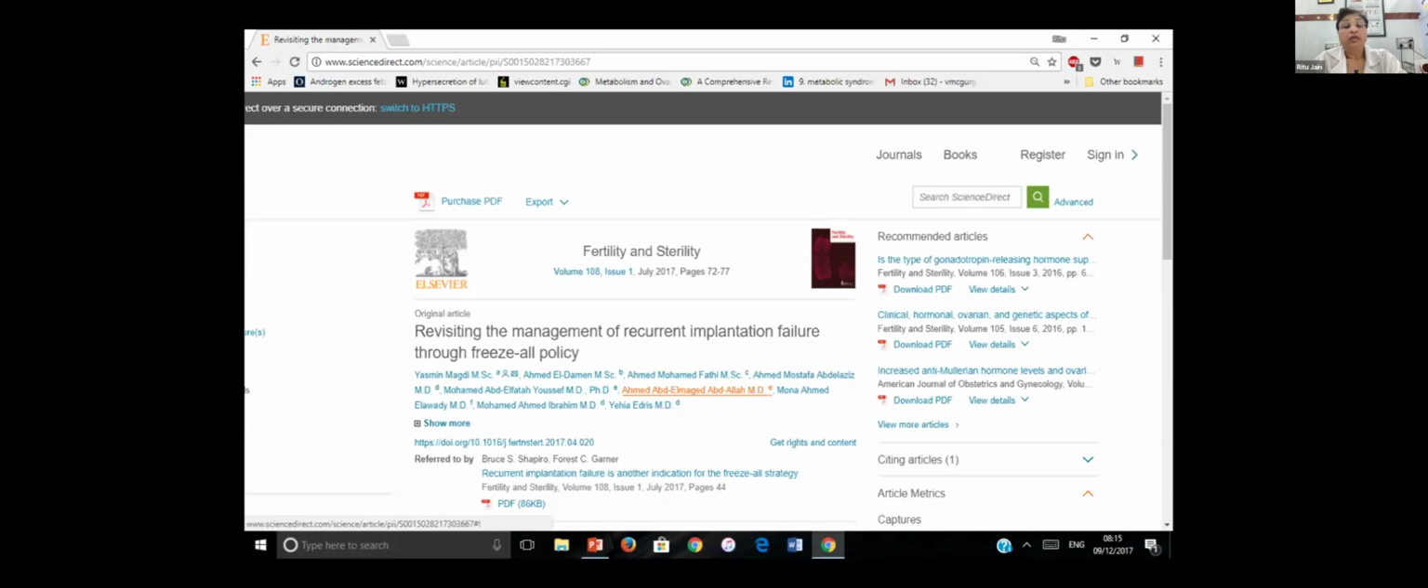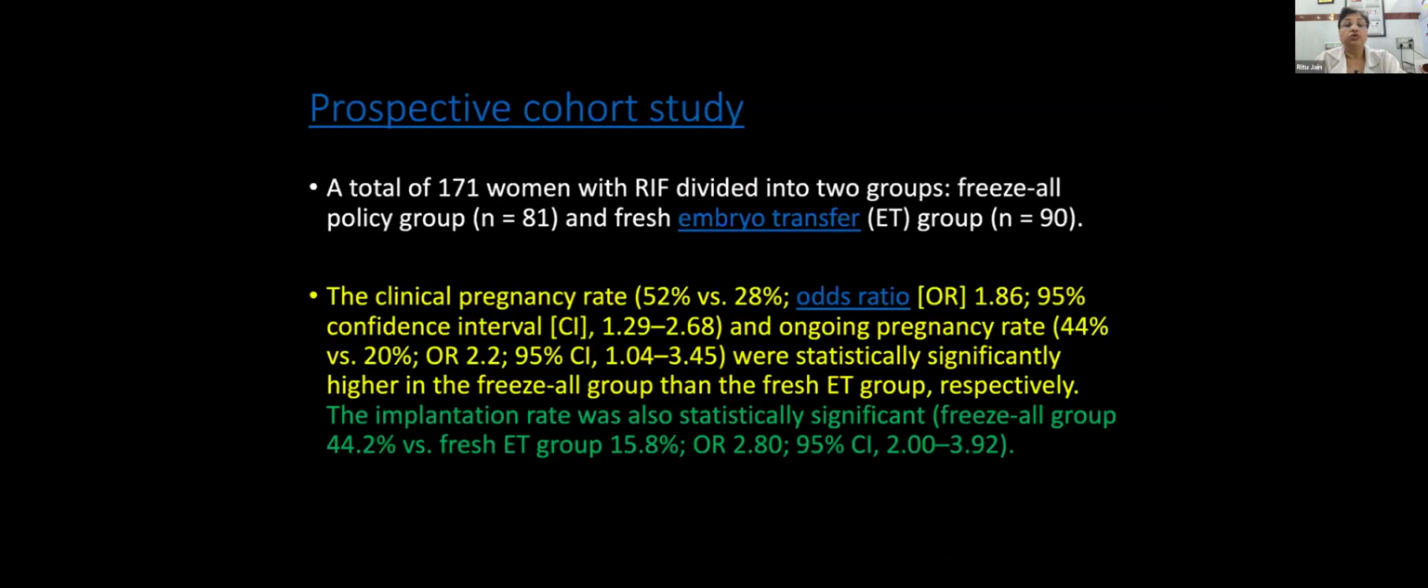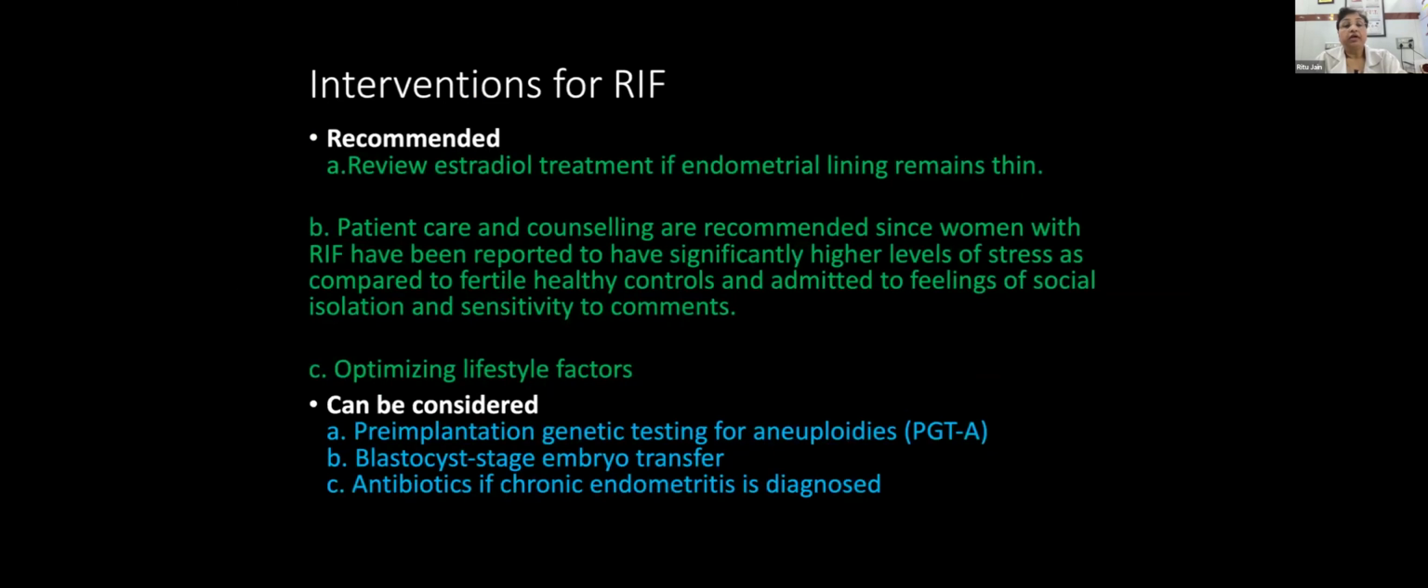This was a good article in Fertility and Sterility, revisiting implantation failure through the freeze-all policy by Shapiro et al. And they showed that the clinical pregnancy rate almost doubled when the freeze-all cycle was used. But there are certain recommendations and interventions for these patients as recommended by the ESHRE group. It said to review estradiol treatment if the lining is thin. So definitely when we are doing frozen embryo transfer, the estradiol treatment plan has to be reviewed.